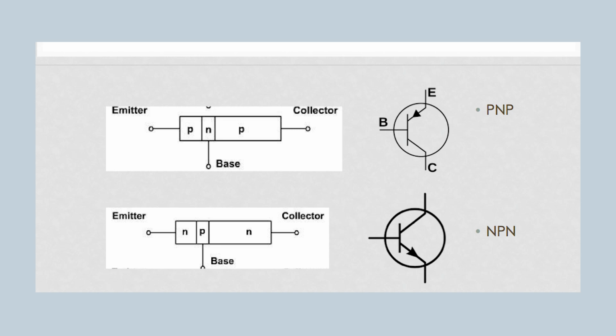But in the case of a BJT, actually there is an interaction between the two regions. So if we connect two diodes back to back, it will not act as a bipolar junction transistor.